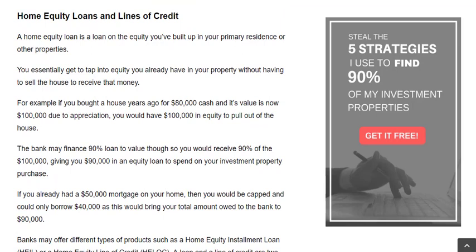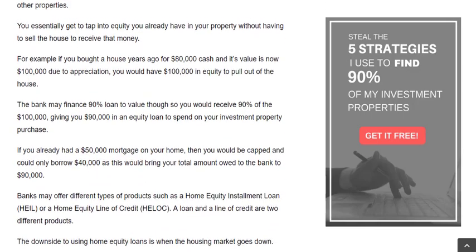We've also got home equity loans and lines of credit. So this is just tapping into your equity in your house. So if you bought a house years ago, maybe for $80,000 cash, and over time it's appreciated to $100,000, you could go to the bank and draw some equity out of your property and use that money as a down payment maybe on the next property or to buy the next property all cash. So it's basically taking a loan out against your personal residence. So that's one route you could go.